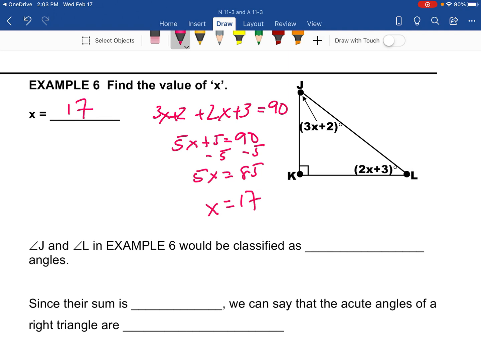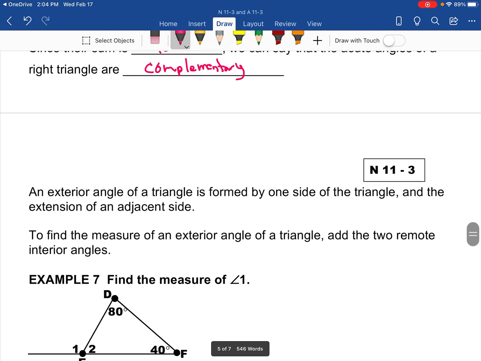Angle J and angle L in this example would be classified as what kind of angles? Well, they're acute angles. Okay. They're less than 90 degrees. Since their sum is 90 degrees, we can say that the acute angles of a right triangle are complementary. 2 angles that add up to 90 degrees are called complementary angles. Okay? All right. Next page.